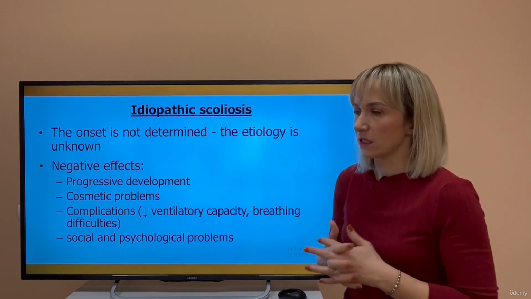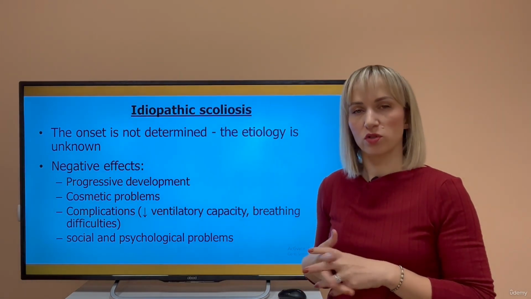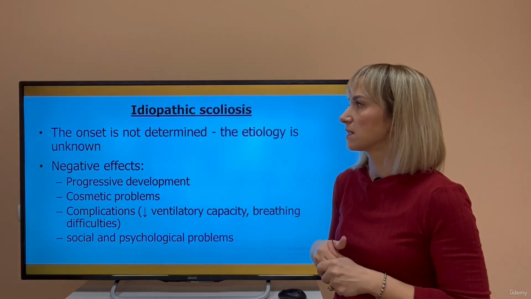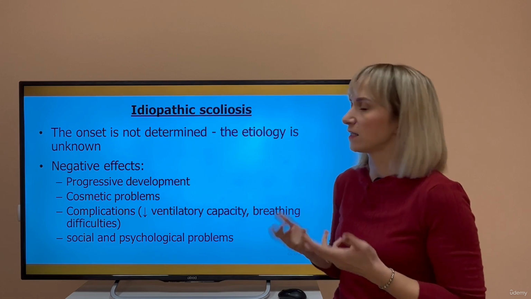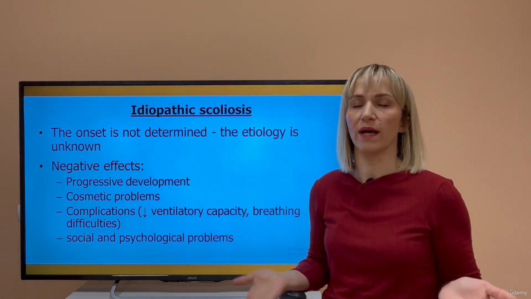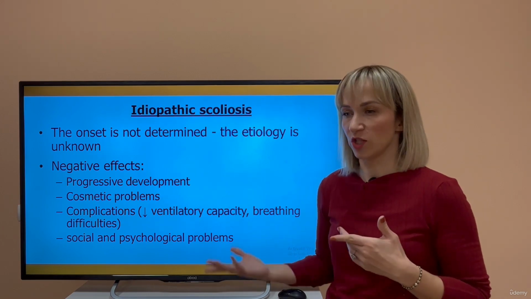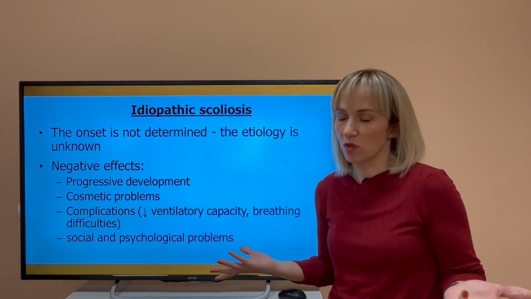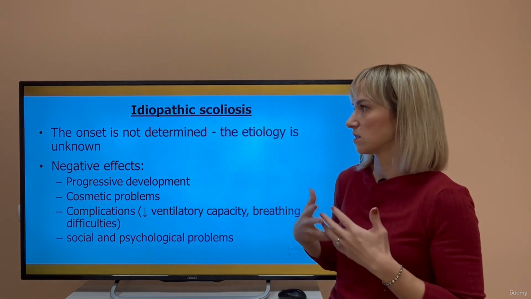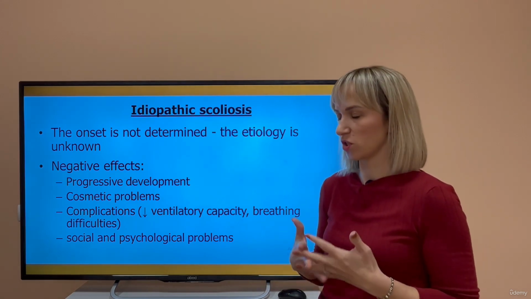Now we're going to talk a little bit about idiopathic scoliosis. In idiopathic scoliosis, the etiology is unknown, so we don't know why the scoliosis happens. There are a lot of questions. Maybe it's genetics, maybe it's the structure, but anyway, we don't have an etiology; the reason is unknown.